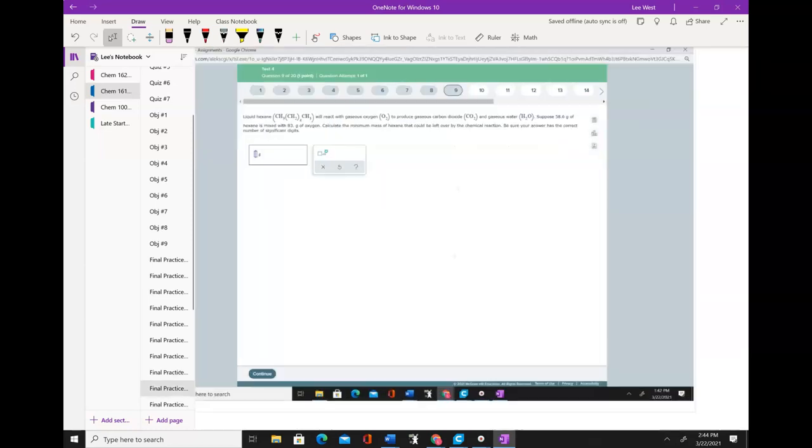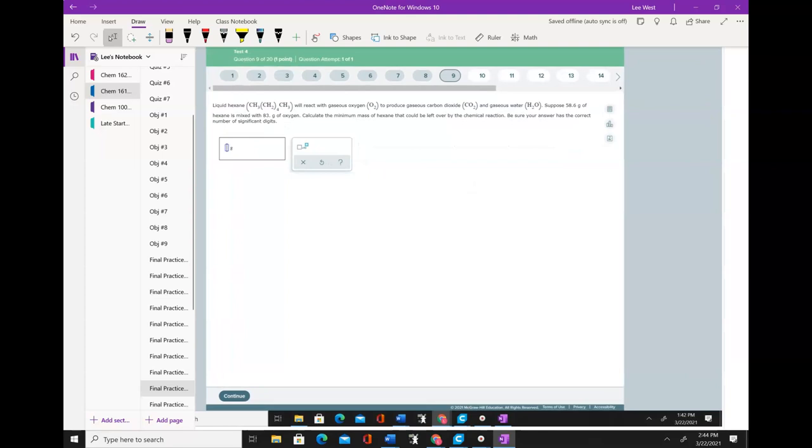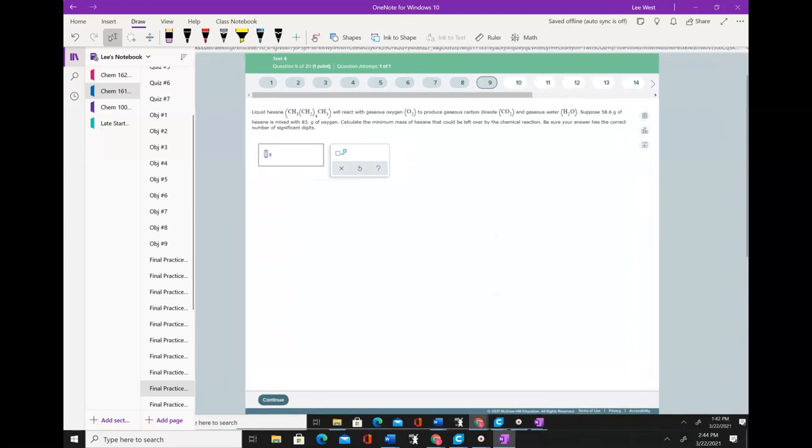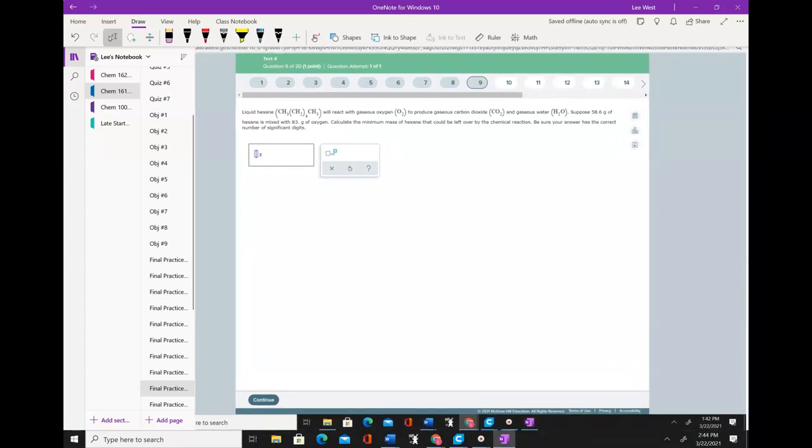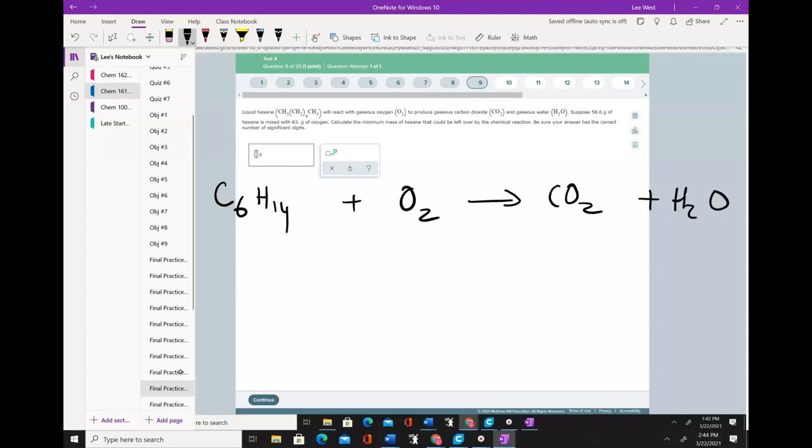All right, moving right along. Liquid hexane will react with gaseous O2 to produce carbon dioxide and gaseous water. Okay, so it's looking like a stoichiometry calculation, so we want a balanced equation. So I'm just going to write this out in a more conventional form. So it's C6H14 reacting with O2 to form, you guessed it, CO2 and water. Classic combustion reaction. Just doing a quick balance.